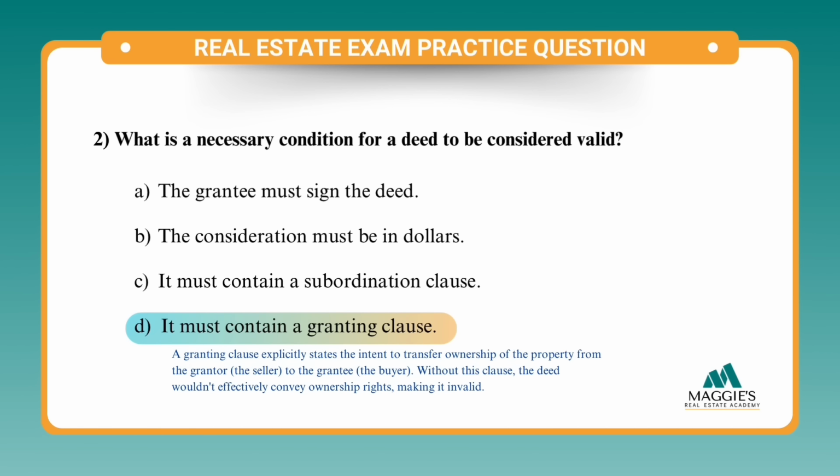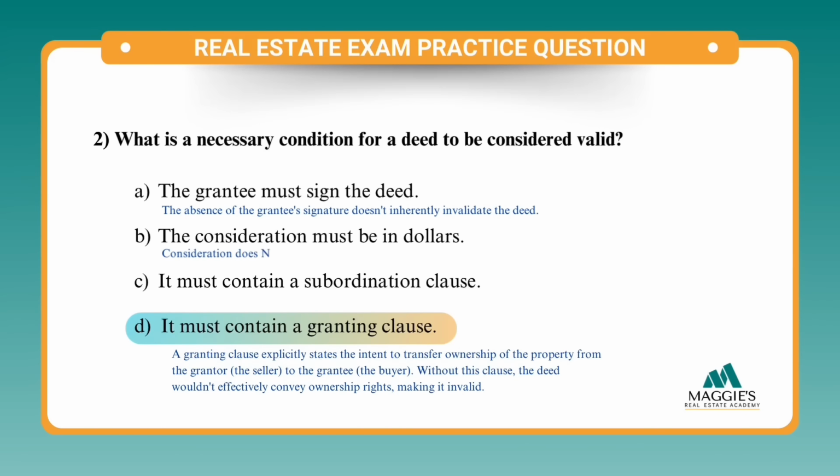Now, let's talk about the other ones. So, in letter A, the grantee must sign the deed. While this is important, the absence of the grantee's signature does not inherently invalidate the deed. The essential element is the granting clause that conveys the deed.